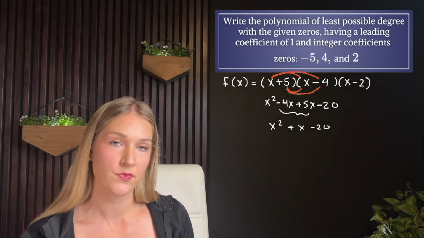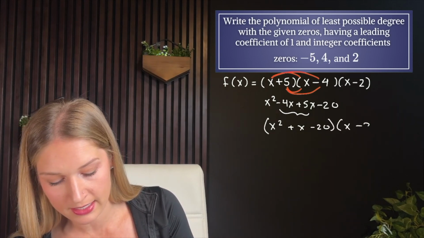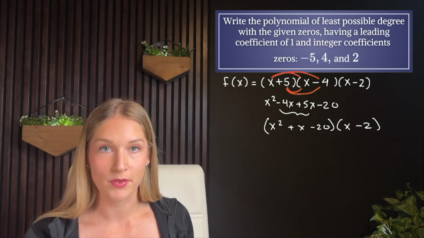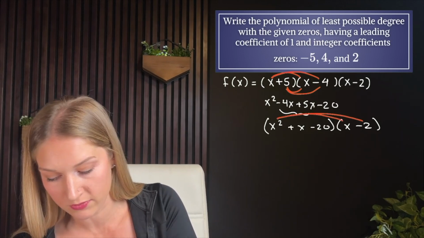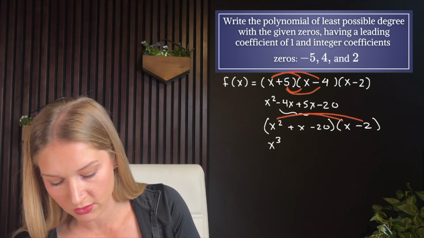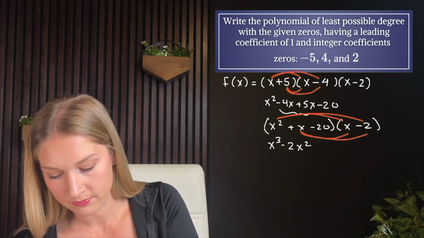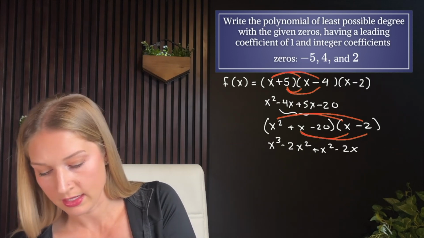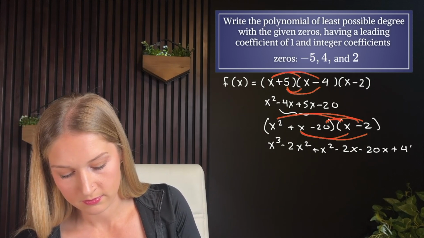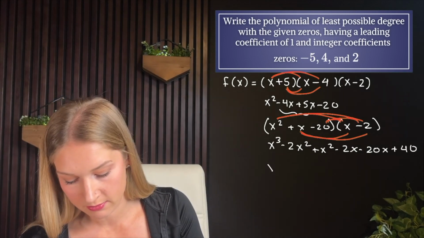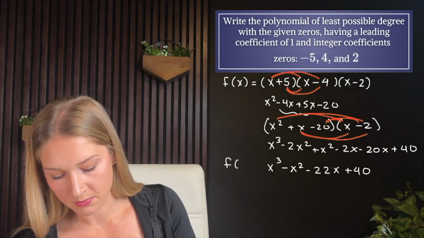And that's the product of the first two, but I still need to multiply by the third one. So I'm going to go ahead and multiply by x minus 2, and I start over with my distributing. I take my x squared and I distribute to the x and the -2. So I get x to the third minus 2x squared, and then I distribute my x. And lastly, my -20. I just combine my like terms from here. And this is my polynomial.